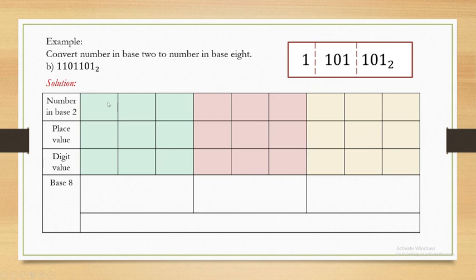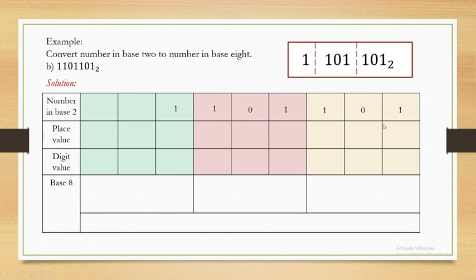The first row is the number in base 2. Okay, we're gonna arrange the number in here. This group represents this group. This pink group represents the middle group, and this yellow group represents this group. Okay, arrange the number: 101 for the pink group, and 101 for the yellow group. And then we must determine the place value.